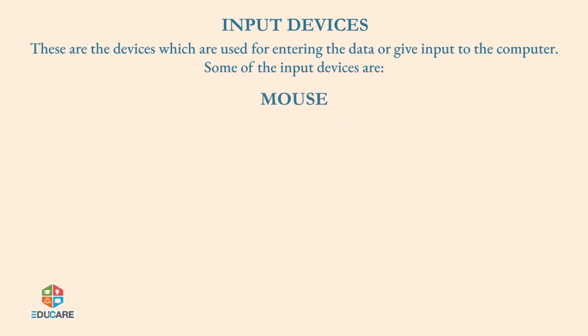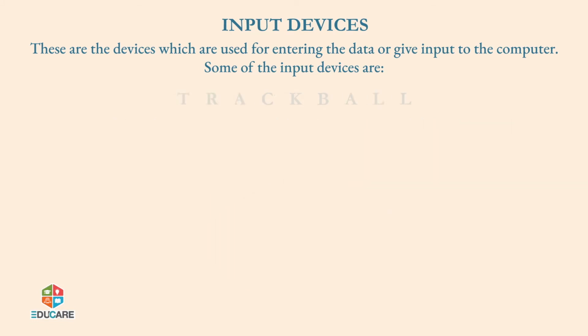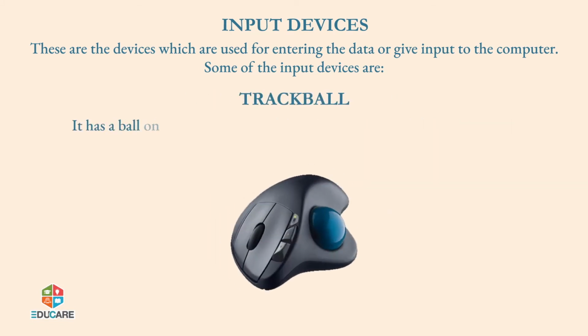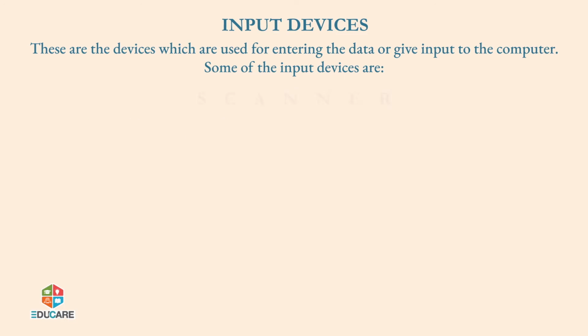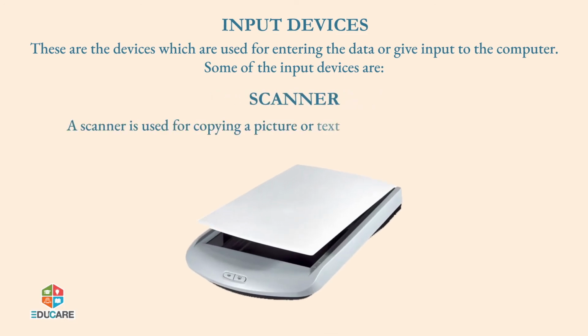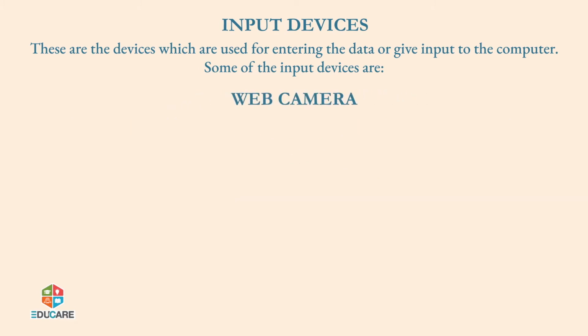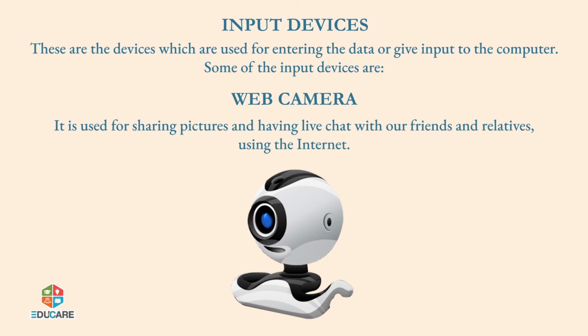Mouse. It is used for selecting, pointing, and dragging the item while working on the computer. Trackball. It has a ball on the top which is used for moving the pointer on the screen. The ball is rolled with the help of the finger. Scanner. A scanner is used for copying a picture or text printed on the paper into the computer. Web camera. It is used for sharing pictures and having live chat with our friends and relatives using the internet.